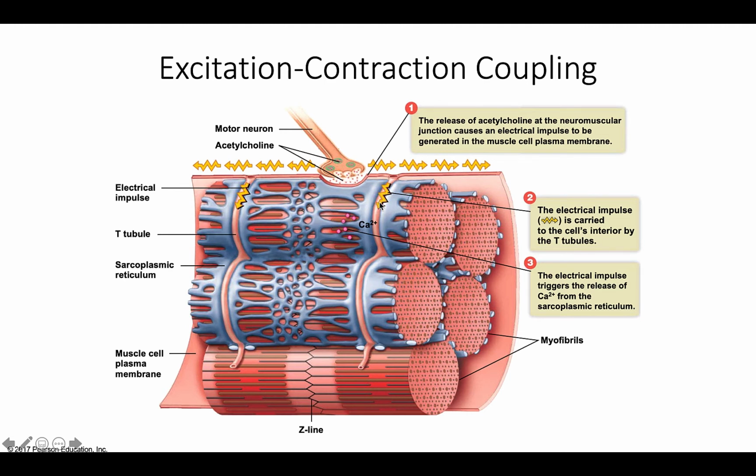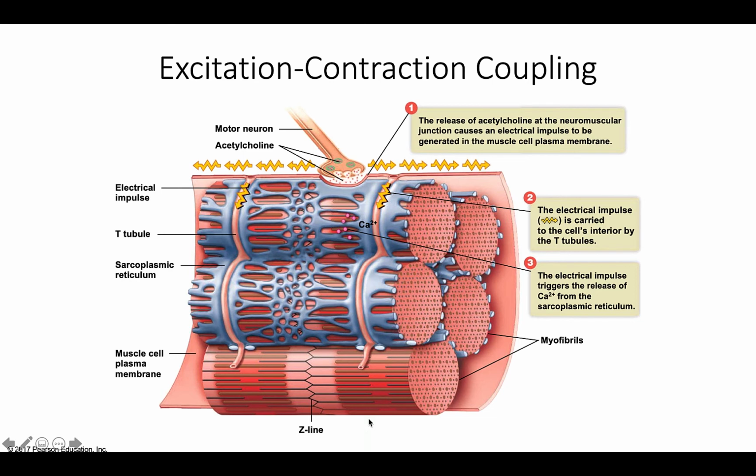These T tubules, these lines that go down, carry the electrical impulse, and this electrical stimulation then triggers calcium to be released from the sarcoplasmic reticulum. This blue lining the outside of the particular myofibrils, that's where the calcium is stored, remember? And so this electrical impulse then elicits the calcium to be released from the sarcoplasmic reticulum.